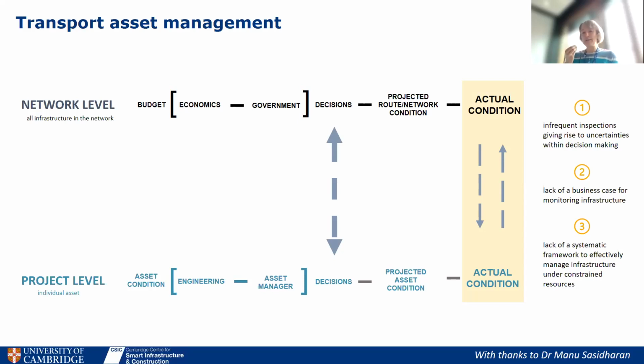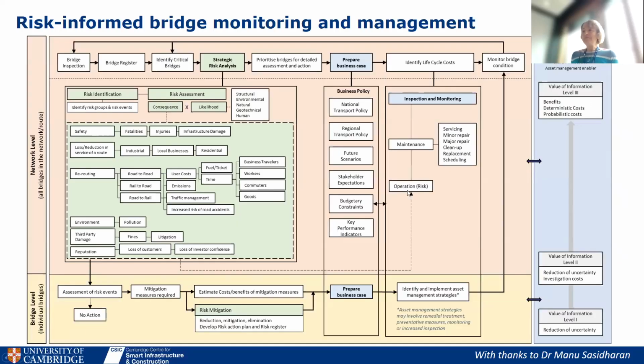It's challenging often to make the business case for monitoring infrastructure because it's about averting problems often, and problems averted often are underappreciated. And we don't have a systematic framework to effectively manage our infrastructure under these constrained resources. So colleagues at CSIC have been looking at systems for actually carrying out a strategic risk analysis and identifying thereby which bridges are highest priority to manage and how we invest in that. So sorry, which bridges are the highest priority for monitoring and how we invest in that.